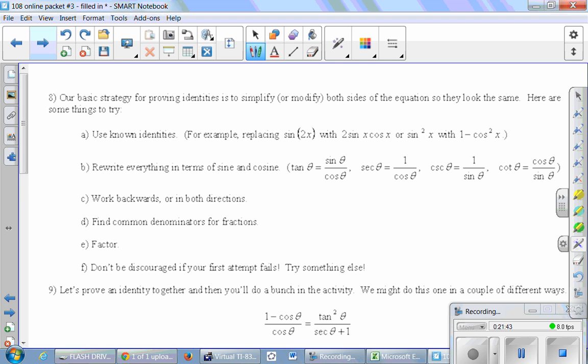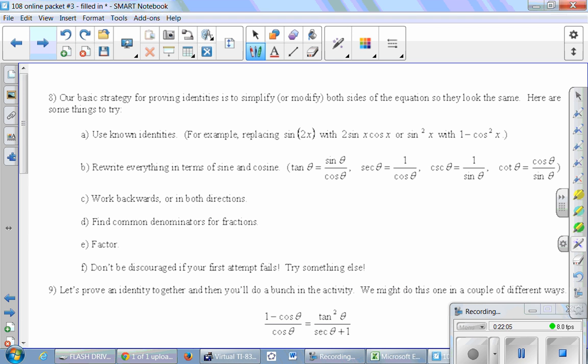C, work backwards or in both directions. D, find common denominators for fractions. We did that on the first one. E, factor, and F, don't be discouraged if your first attempt fails. Try something else. Identities is really not something that you're supposed to just get the first time through every time. So failure is inevitable, certainly for these identities.